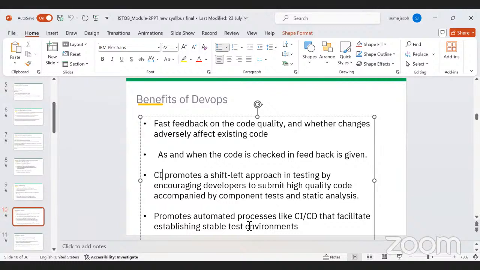For example, there are tools like Terraform or Ansible, which automate the provisioning of test environments. This will automatically deploy the changes to these environments, ensuring that testing can be performed in a consistent and reproducible environment, which is very important from a testing perspective. There should be a stable test environment. So these are a few benefits.